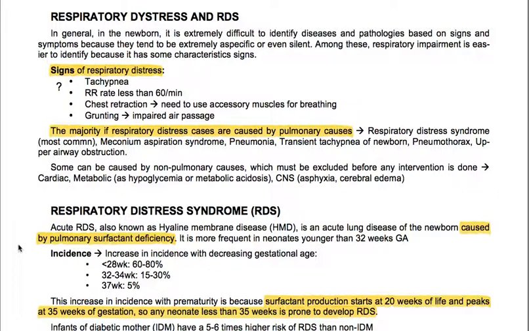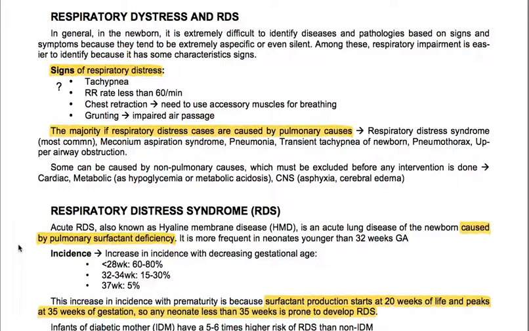Can have respiratory distress and RDS. In general, in the newborn, it's extremely difficult to identify diseases and pathologies based on signs and symptoms because they tend to be extremely aspecific or even silent. Among these, respiratory impairment is easier to identify because it has some characteristic signs.